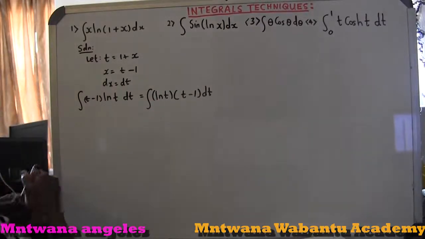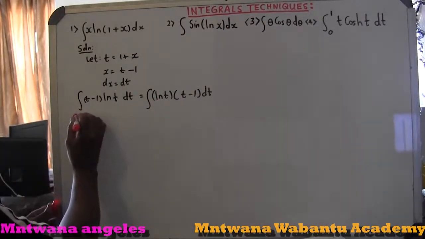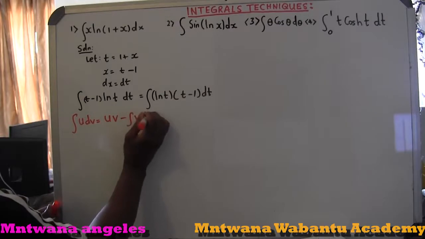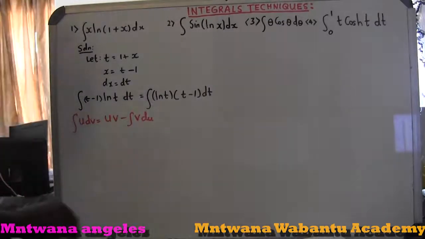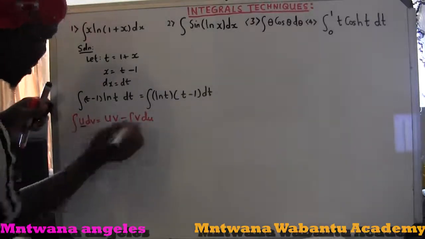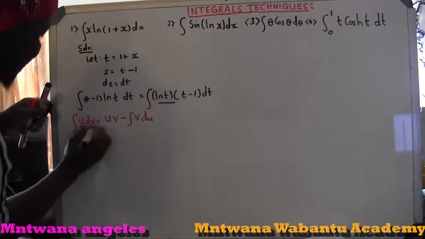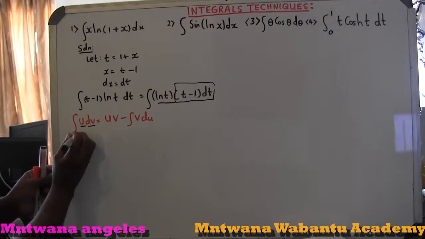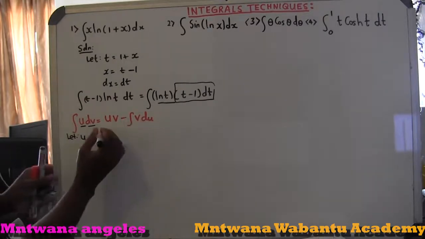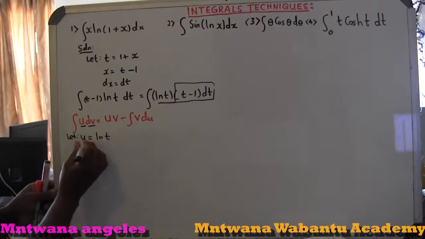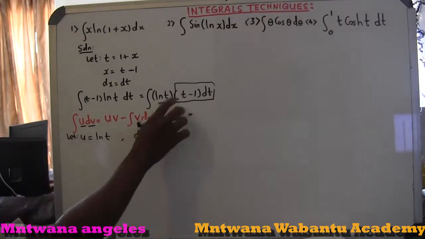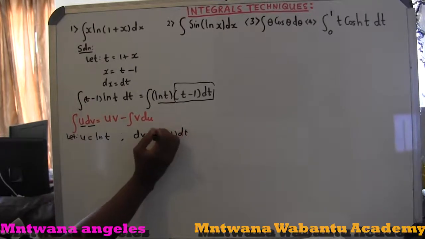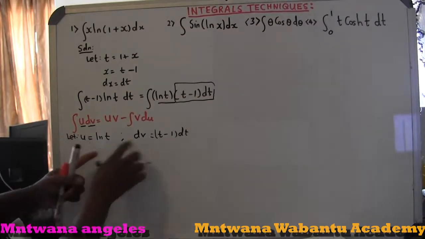So now let's do this by parts. First and foremost, I'm going to write the formula: integral of u dv equals uv minus integral of v du. Next, we're going to let u equal to this and dv equal to the rest. So let our u equal to ln of t, which we differentiate, and our dv equal to t minus 1 dt. This is dv. Now differentiate this one and integrate that one.